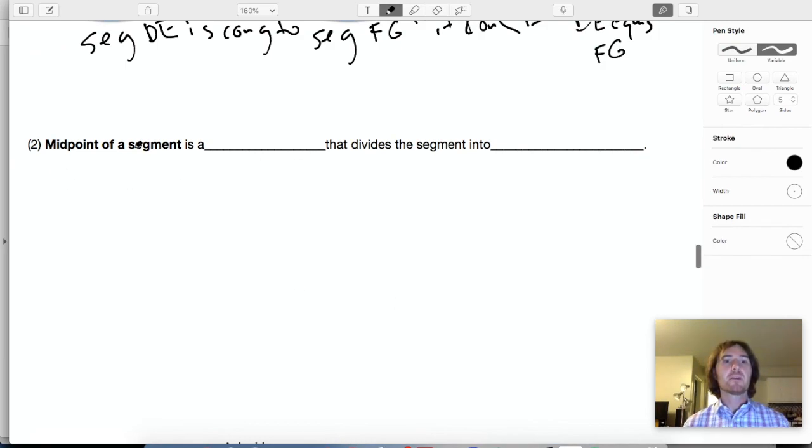Okay, anyways, midpoint of a segment. Midpoint of a segment is, well, I think I see a point right here. So the midpoint of a segment is not a segment. A midpoint of a segment would be a point that divides a segment into what? Okay, well, you probably know what a midpoint is here.